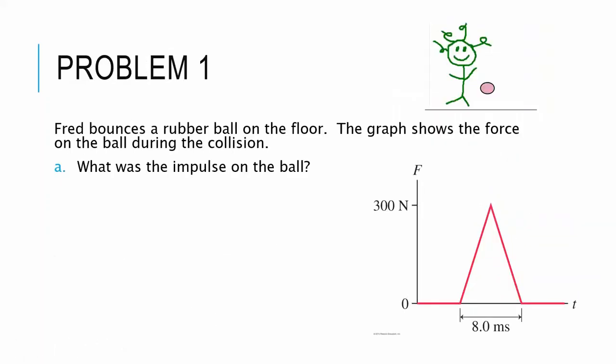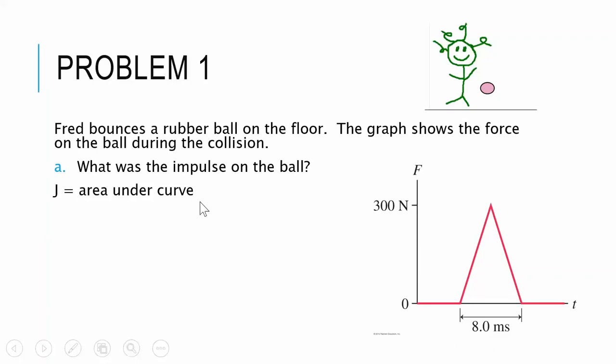So let's do a problem. Fred is going to bounce a rubber ball on the floor. And here he is. The graph is going to show the force of the ball during the collision. So we have the force of the ball over time, and first nothing has happened, and then this is when the ball starts contact with the floor. It has an increased force and then a decreased force, and now it's starting to bounce back up. So this is the time we're concerned about. What is the impulse on the ball?